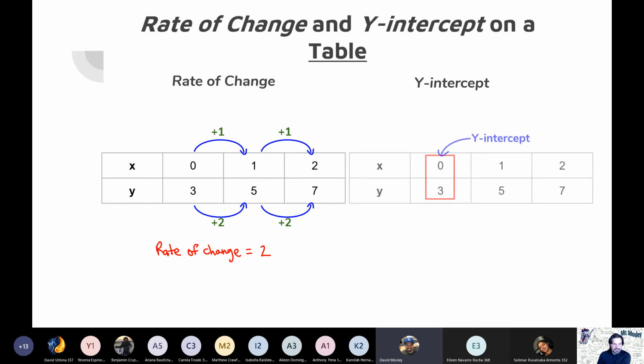And then for our y-intercept, again, we look for the pair of points on the table where x equals 0 and what's the value of y. And so in this case, the y-intercept is the point 0, 3. The x value is always listed first. In this case, the x value is 0, y value is 3.